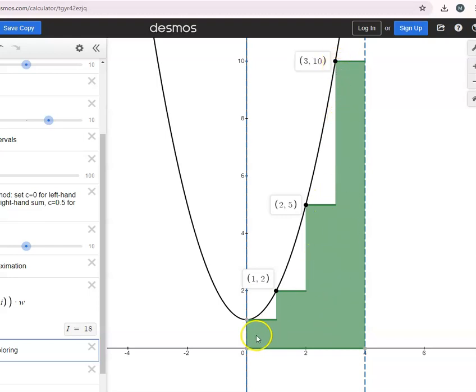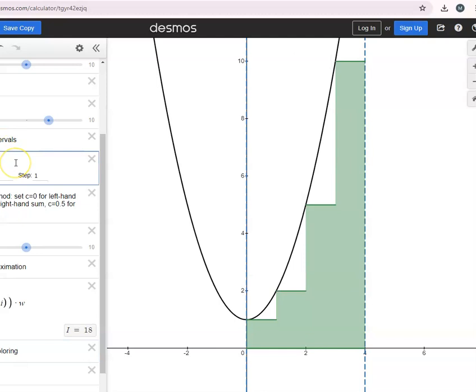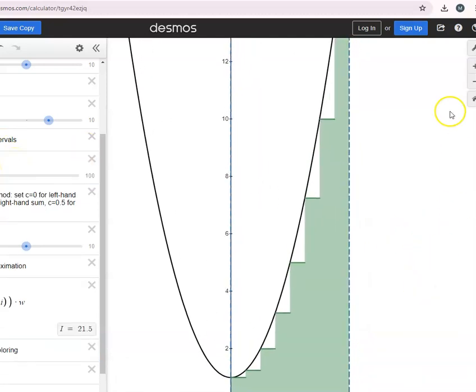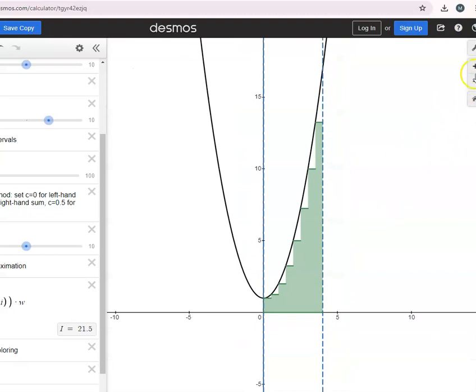So this is what we would call a left-handed approximation because for each of the 4 rectangles, we drew the heights at the left side of that particular interval. And notice the right endpoint of 4 got left off. Well, this is with 4 rectangles. Let's try using 8 rectangles. And as you saw earlier, this gives me a slightly better approximation.